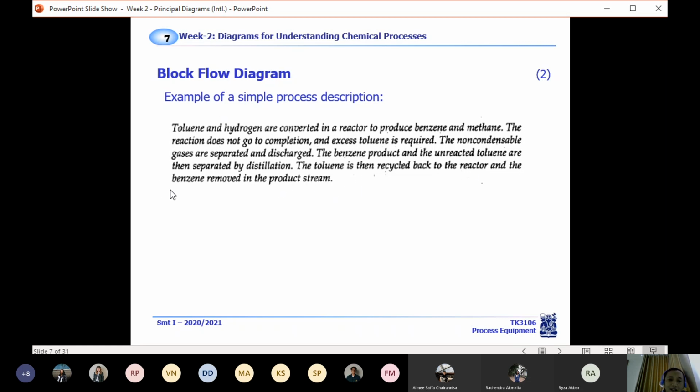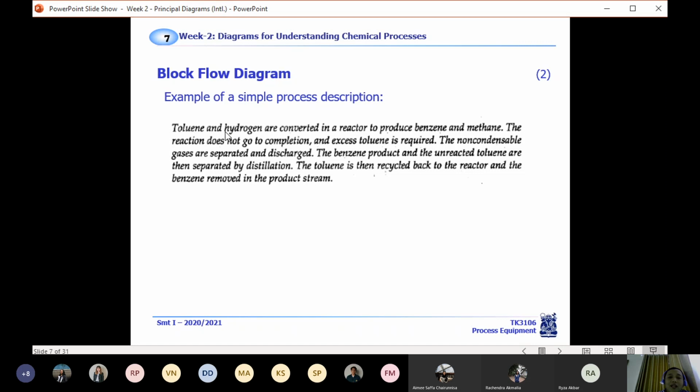This is the short narration, the short story about the plant. You have to be able to make it into a BFD. So please understand the story, because sometimes in the examination there is also a question related to a story, and then you may have to make a BFD. Usually in the narration of the process it will have a sequence, so follow the sequence. For example, like this one.